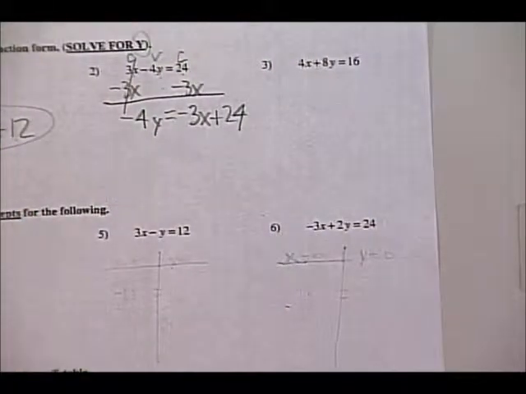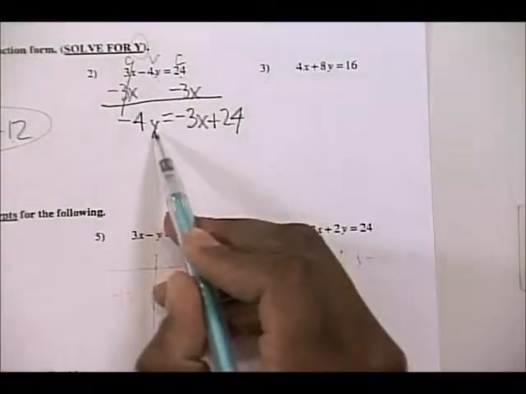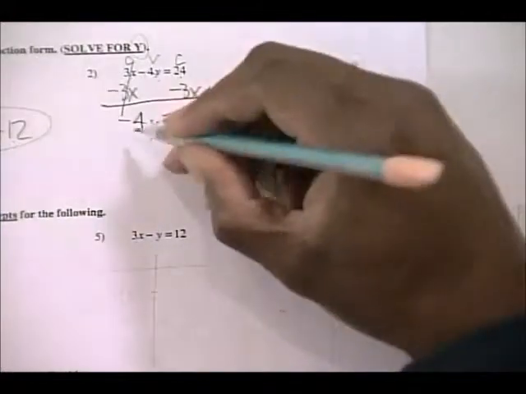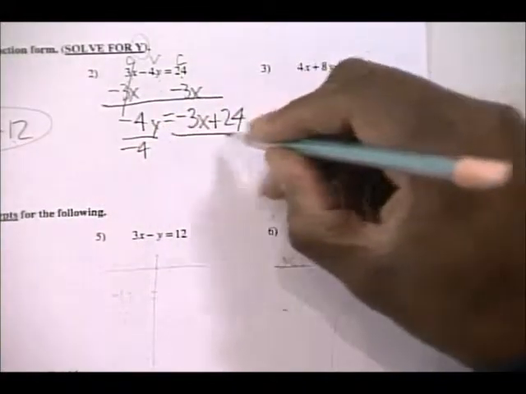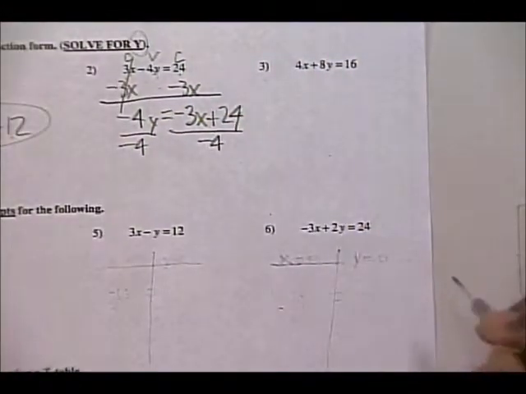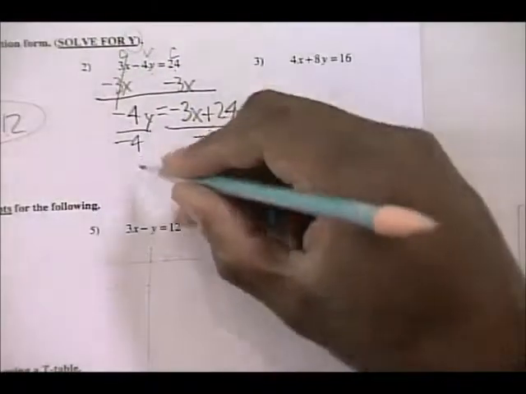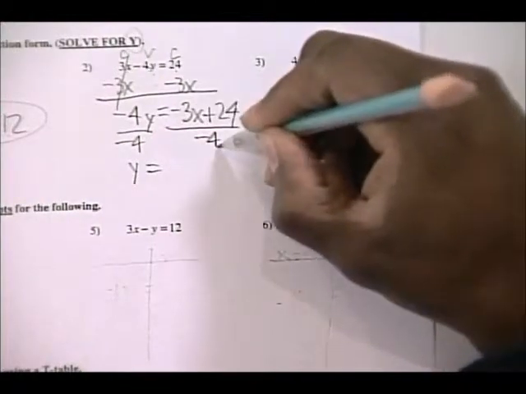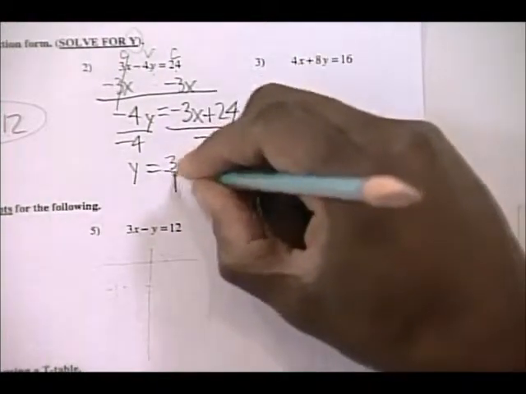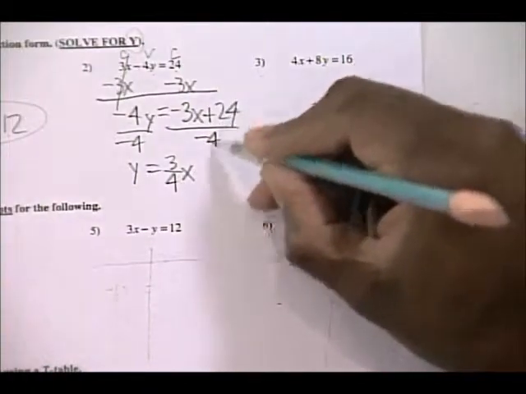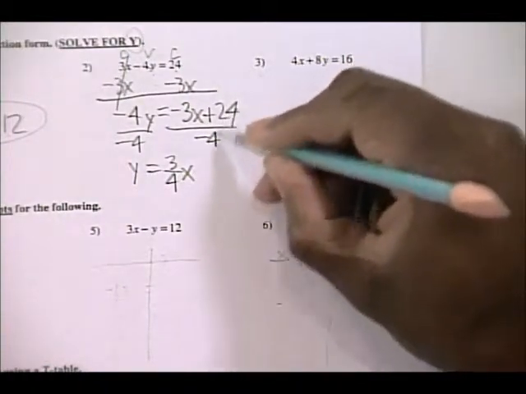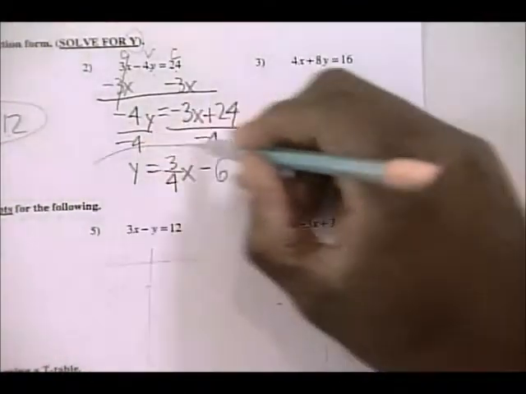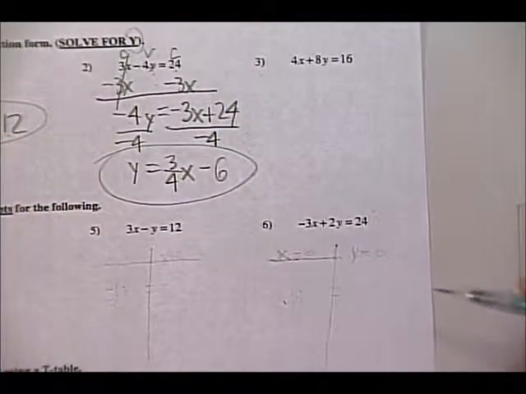All right, so let's get the y all by itself. The way you're going to isolate this y is to use the inverse operation of multiplication, which is division. Divide by negative 4 on both sides. And what you end up with is y is equal to a negative divided by a negative is a positive 3/4 x. And you got to distribute that negative 4. A positive divided by a negative is negative 6. You've just solved for y.